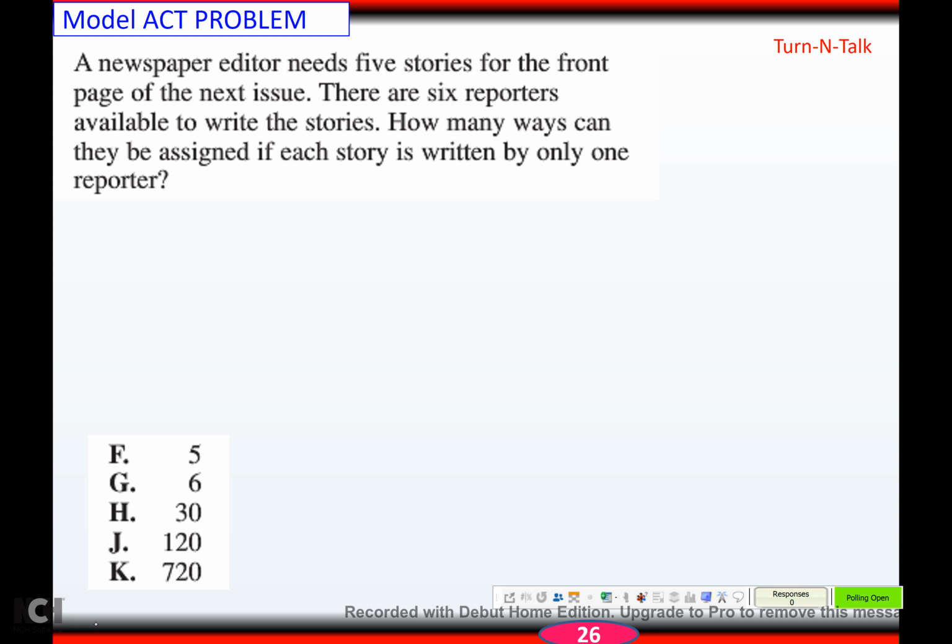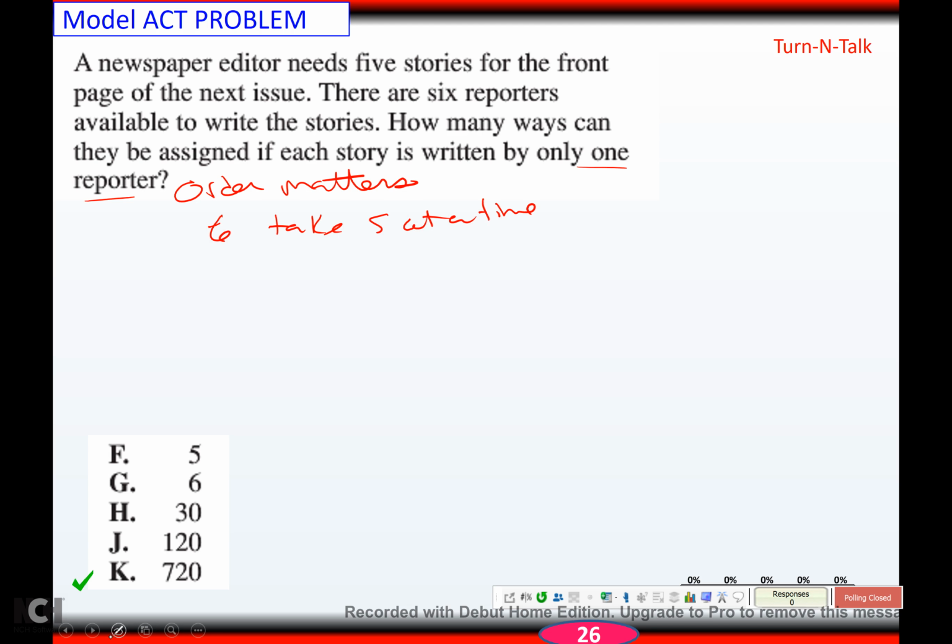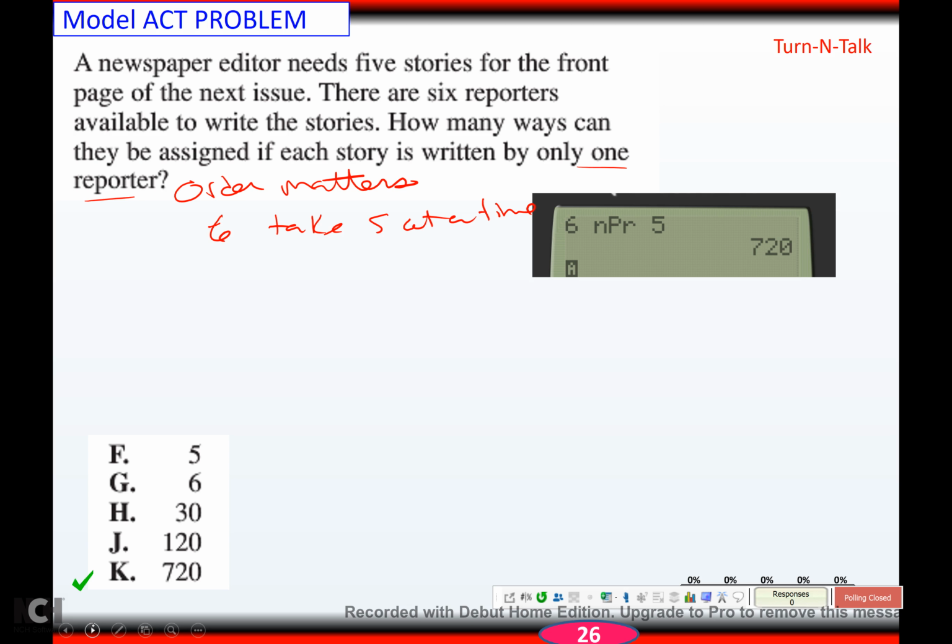Okay, try this one, hit pause, come back when you're ready. Hopefully you got 720. It says a newspaper editor needs 5 stories for the front page of the next issue. There are 6 reporters available to write the stories. How many ways can they be assigned if each story is written by only 1 reporter, which tells you that order matters? So we're going to do a permutation, and we have 6 reporters, and we're taking 5 at a time. Okay, so we do a permutation, and that gives me the 720.